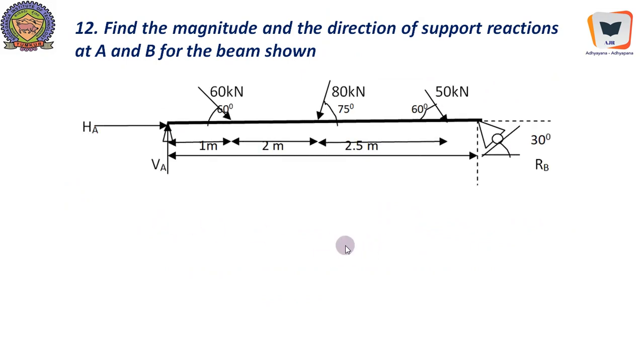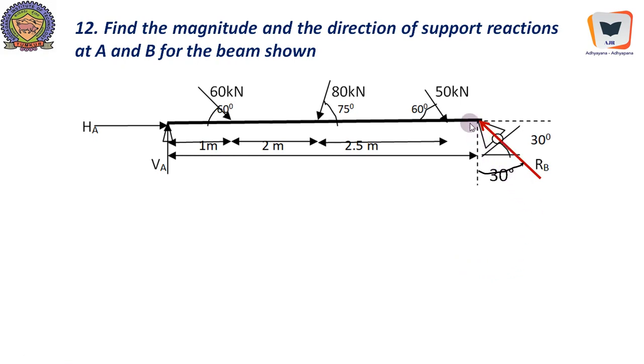shown. This is similar to the previous problem, excepting the fact that here the support itself is rotated. The roller support itself is rotated. Whether it is rotated or not, the direction of the reaction at the roller support is well known to us. It is always perpendicular to the plane of rollers. This is the plane of rollers. The plane of rollers has been inclined at an angle of 30 degrees with respect to horizontal.